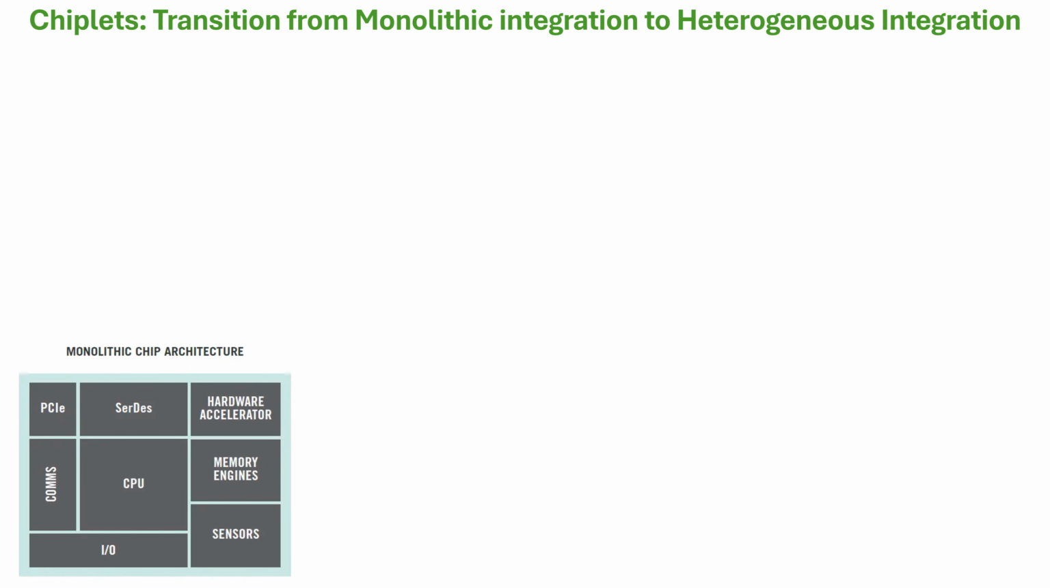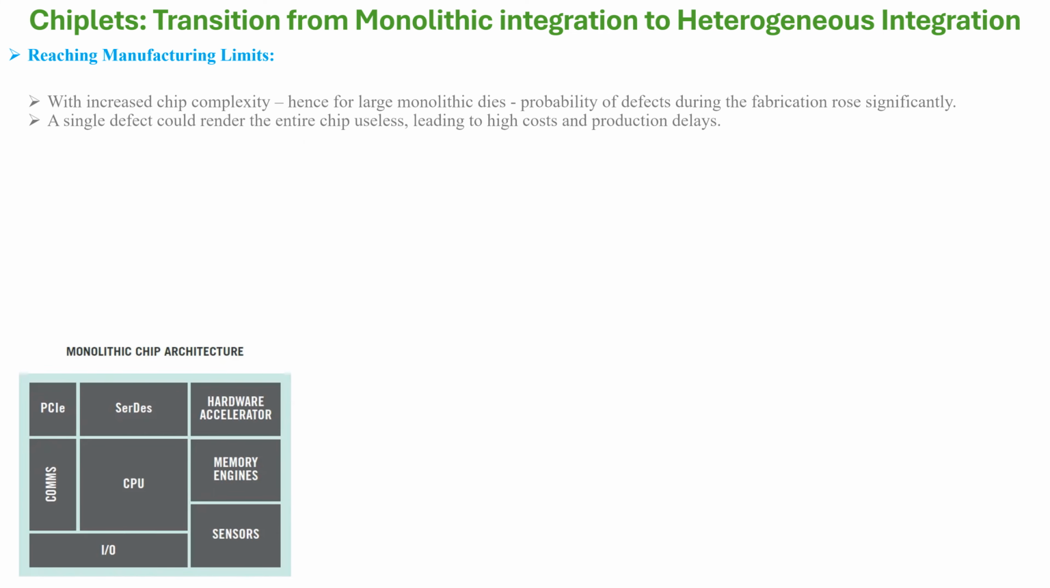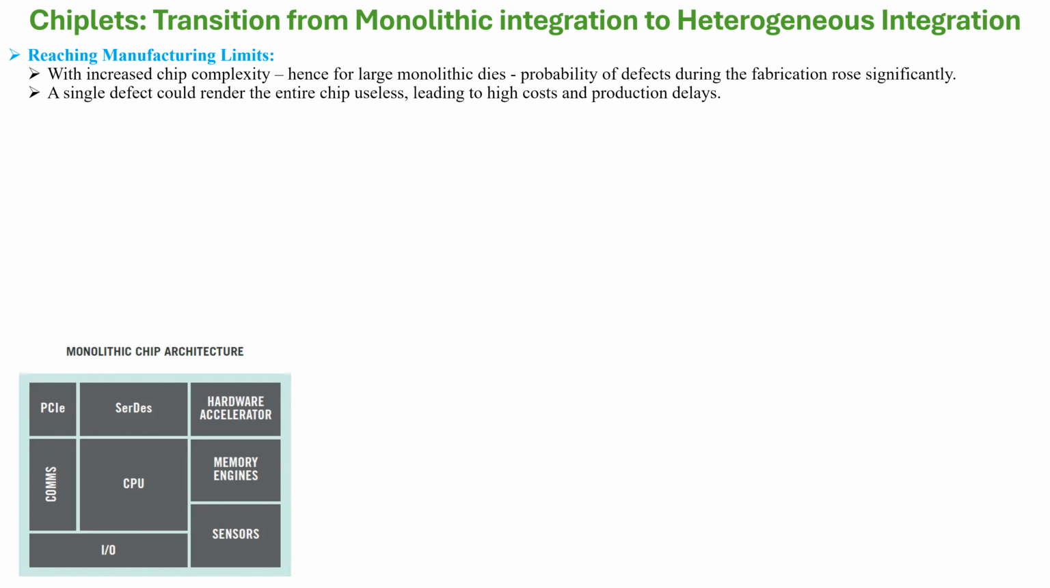Monolithic chip architecture means you have a die, and the same die has all the components. It's an SoC approach. All components: CPU, SerDes, memory engine, sensors, hardware accelerator, communication hardware, IOs, everything on a single die. This has been working so well for some time, right? But now chip complexity is increasing, with more functionality and more components on the same die.